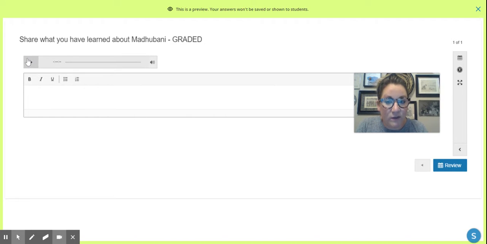It says share what you have learned about Madhubani. And then you can listen to the directions too if you want. Tell me one thing you've learned about Madhubani art during the time you've been studying it. Oh my goodness, my voice sounded really funny there. I said, tell me one thing you've learned about Madhubani art during the time that we have been studying it. So right here, you would type for me one thing that you've learned.